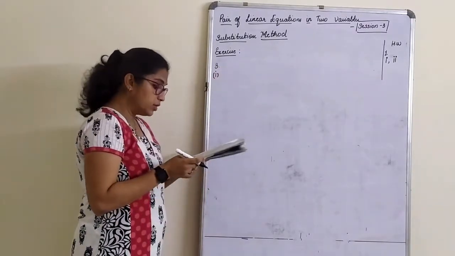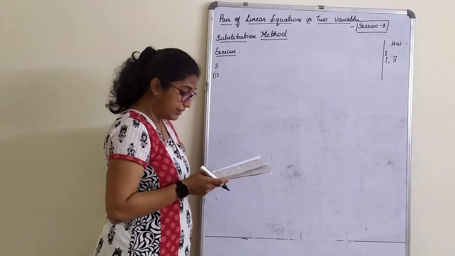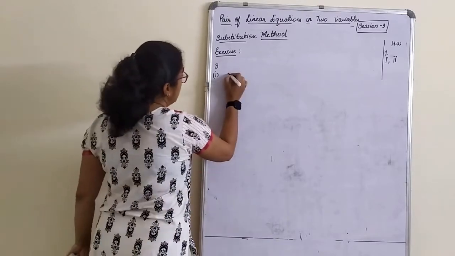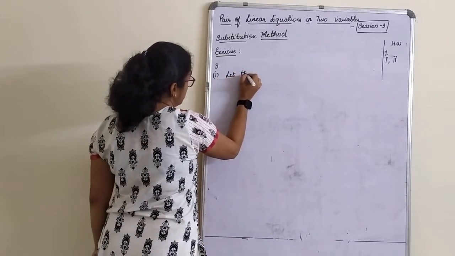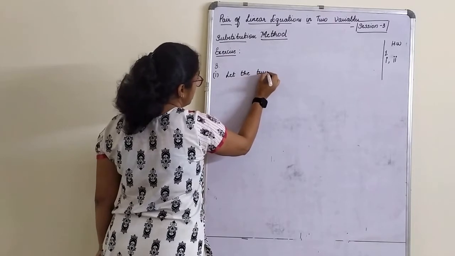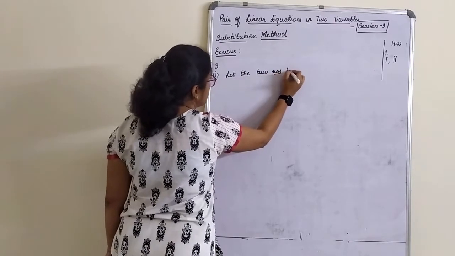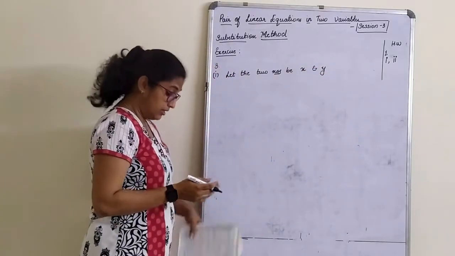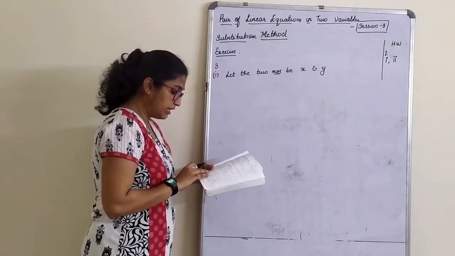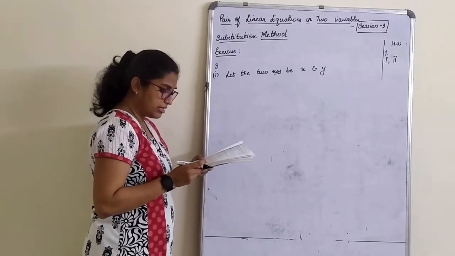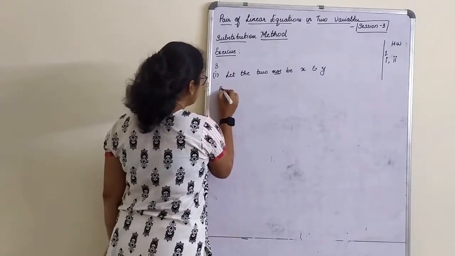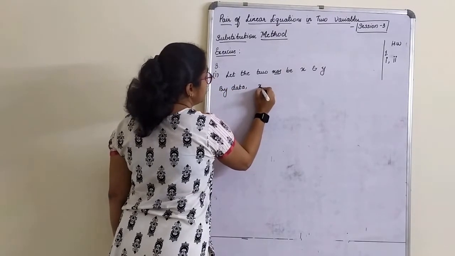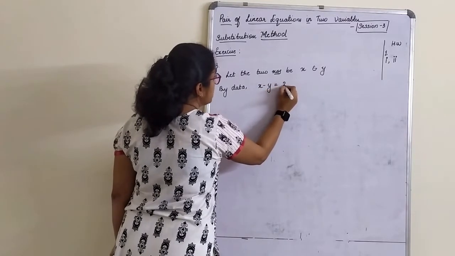the difference between two numbers is 26 and one number is 3 times the other. Find them. So first of all, let the two numbers be x and y. Okay. So these are the two numbers. What have they given? The difference between two numbers is 26. By the data, x minus y is equal to 26.